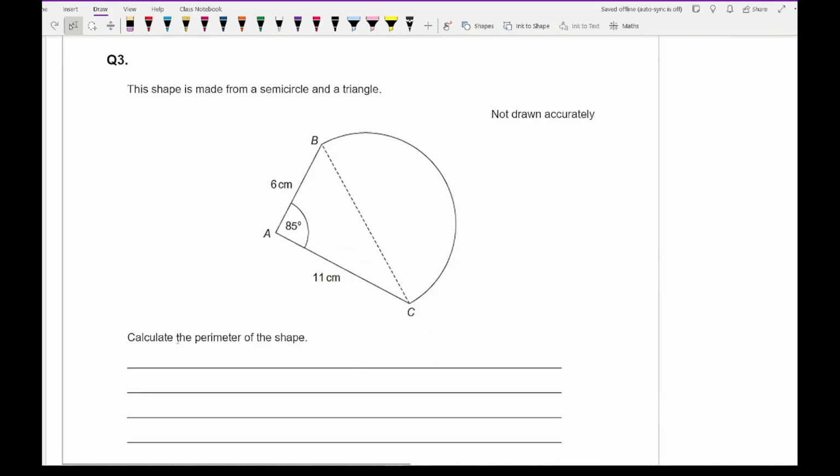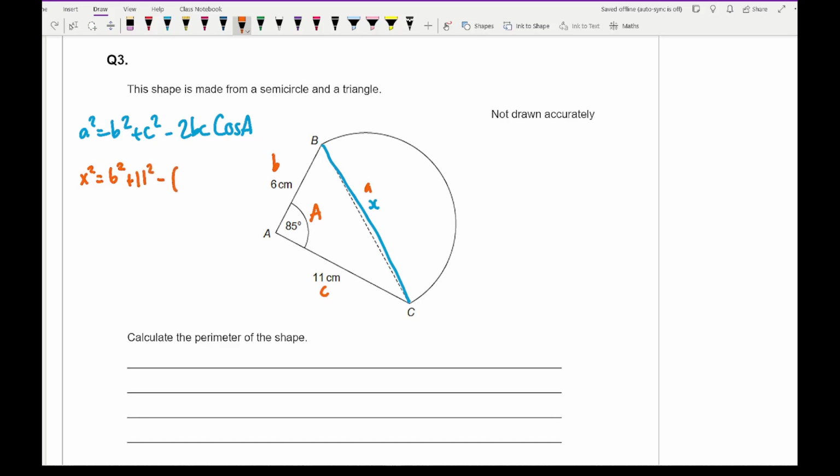Moving on to question 3, it says this shape is made up from a semicircle and a triangle. Calculate the perimeter of the shape. So what I need to do first is work out what BC is going to be. Now to do that I need to use the cosine rule. So here I've got a squared equals b squared plus c squared minus 2bc cos A. Substituting those numbers in, this is my b, that's my c, that's my a, and that's capital A. I end up with x squared equals 6 squared plus 11 squared minus 2 times 6 times 11 times cos of 85.